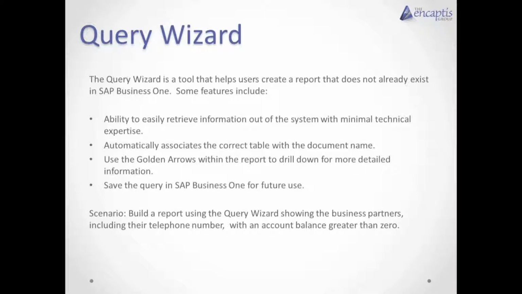The scenario that we're going to go through for the Query Wizard is we're going to build a simple report that will show business partners, including their telephone numbers, with an account balance greater than 0. So we'll walk through how to build that.